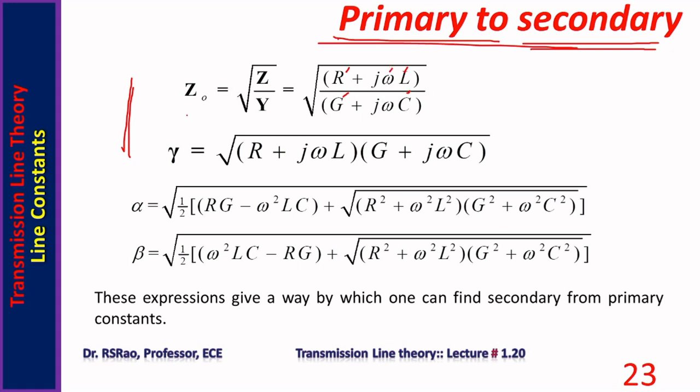Now substitute to find Z naught. If division is done, then it is Z naught. If multiplication is done, then you will be getting the propagation constant. The real part of this gives you alpha. The imaginary part gives you beta.